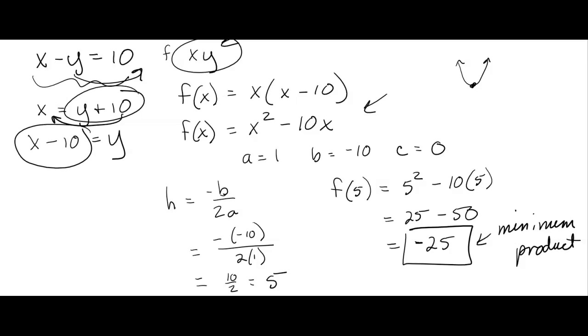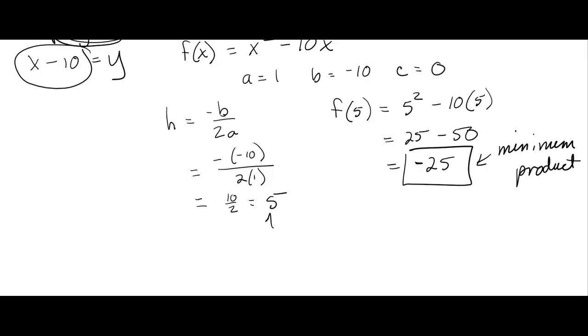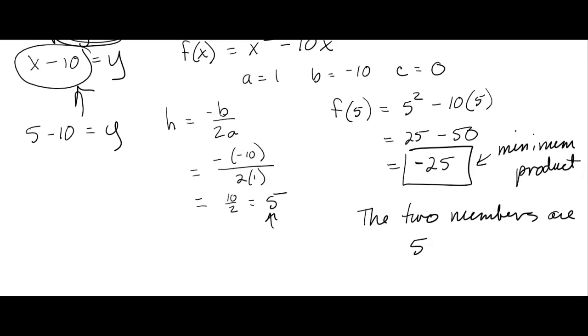What were the 2 numbers that gave us the minimum product? Well, x was 5, right? Okay, so 5. I don't think they asked for this, but the two numbers are 5. And then how do you find y? Well, you got to go back over here. So 5 minus 10 equals y. Negative 5 equals y. So 5 times negative 5. That gives you the minimum product of negative 25, right? Like if I multiply them, I get negative 25.